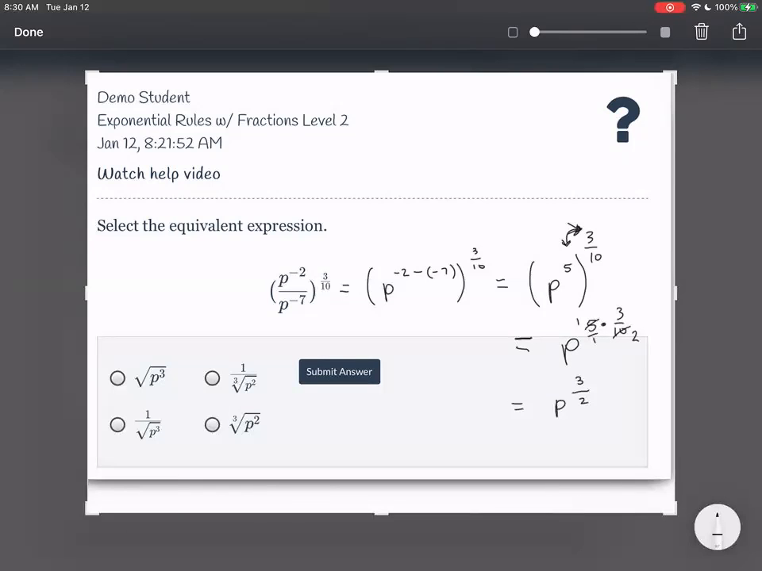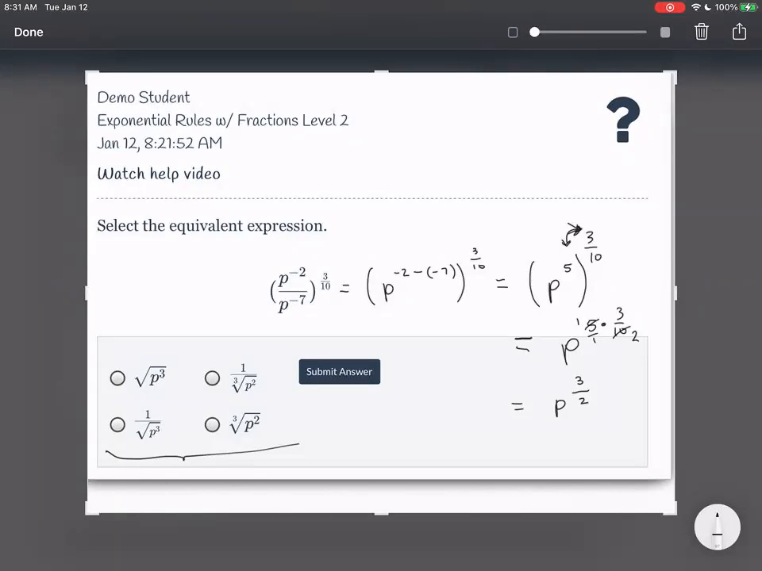Before I convert it into radical form, does anybody have a question up until here? I'm going to pause the video to give you guys a chance. Okay, let's continue then. So we have p to the power of 3/2.